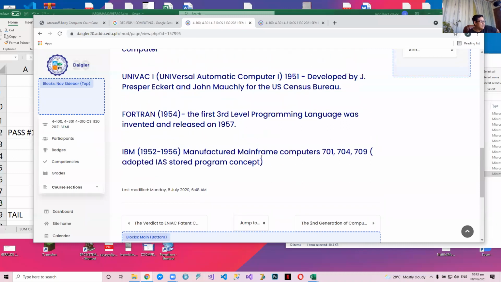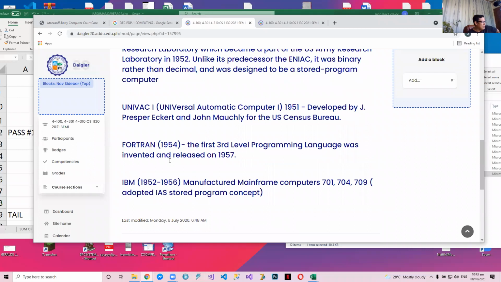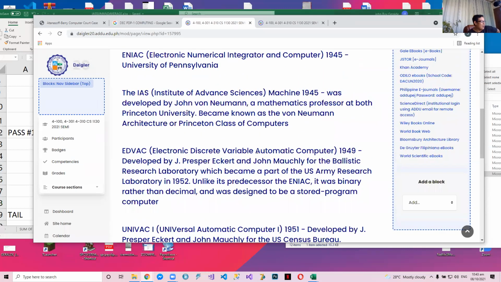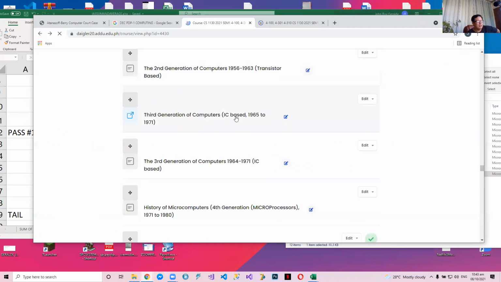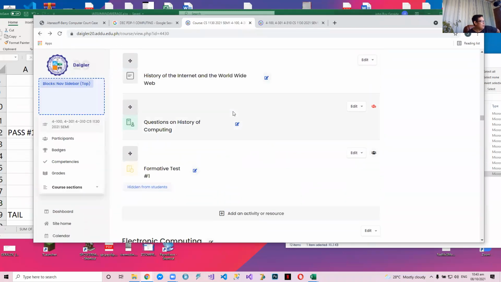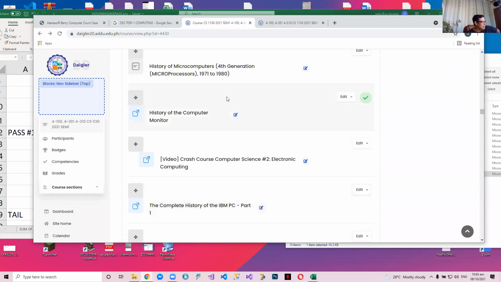1952 to 1956, these are vacuum tube computers. DEC was not yet here, so IBM dominated the computing market during the early 1950s and even the late 1950s. They had no competitor. Do you follow? These are the first generation of computers. The main development during the first generation was the stored program concept. We will continue with our history.